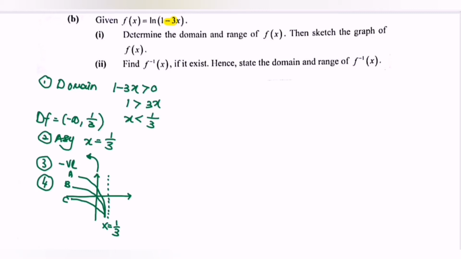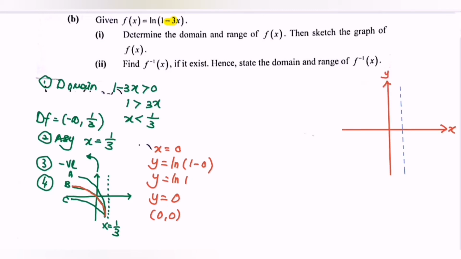So how do we determine the situation? By letting x equal to 0. So y equals ln bracket 1 minus 0. So here y equals ln 1. Then we have y equals 0, with the coordinate (0, 0). So the situation will be situation B, passing through the origin. So that is the situation for this case.